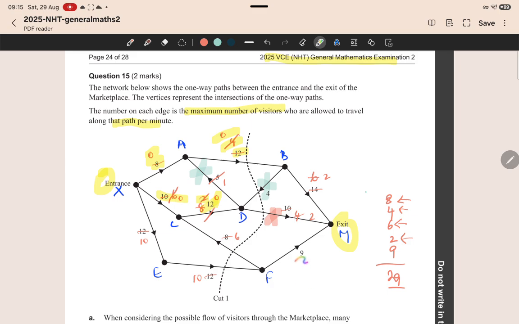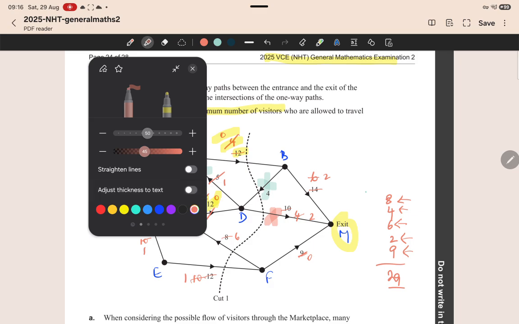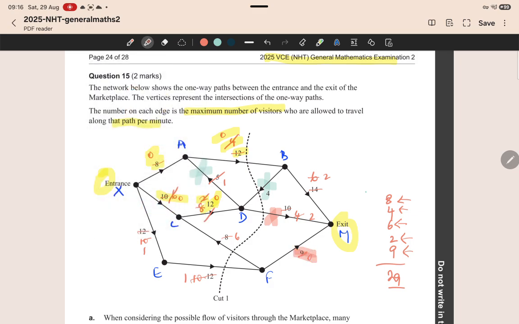The maximum capacity that can go through is this value, 9, which is your bottleneck over there. So we first write 9, and then that gives me a 0 there, that gives me a 1 here, and that gives me a 1 here. So we stop there and we add them all and we get 29.